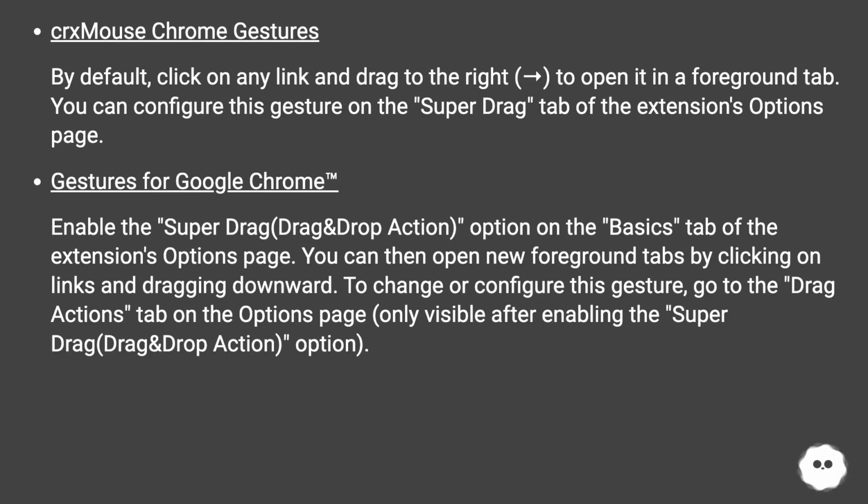Gestures for Google Chrome. Enable the Super Drag, Drag and Drop option on the Basics tab of the Extensions Options page. You can then open new foreground tabs by clicking on links and dragging downward. To change or configure this gesture, go to the Drag Actions tab on the Options page, only visible after enabling the Super Drag, Drag and Drop option.